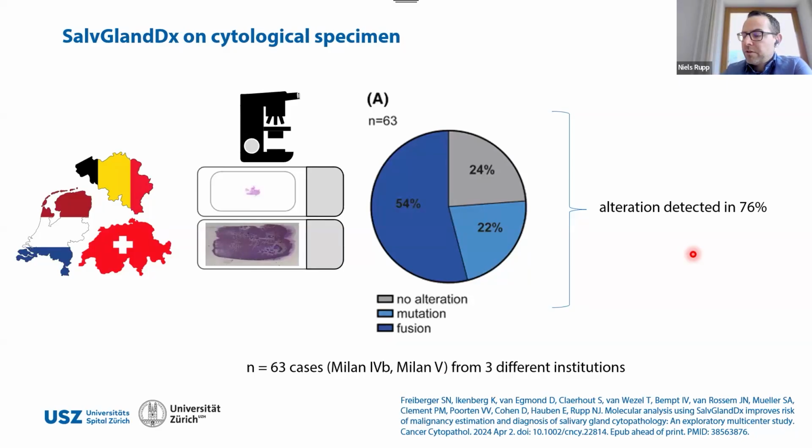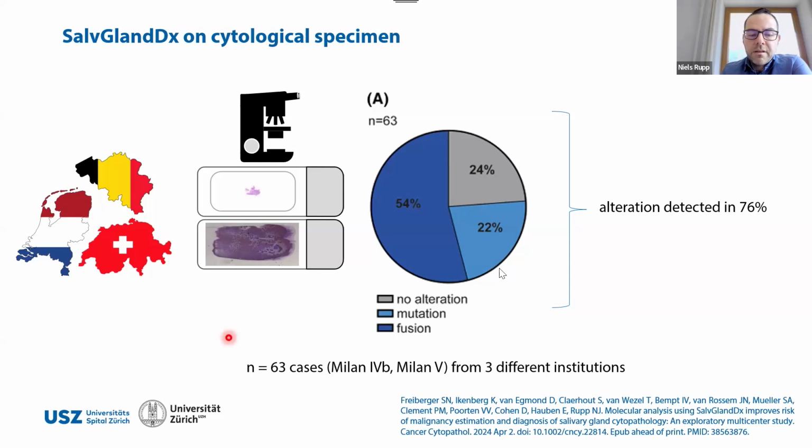Okay, so these were some illustrative cases I wanted to show you, and in the last minutes, I want to show you also a multi-center study we performed because we wanted to try to objectify the findings with single cases we had, how molecular testing can help when dealing with difficult neoplasms of the salivary gland. And we did a multi-center study together with the University of Leiden and University of Leuven in Belgium. And we had a total number of 63 cases.